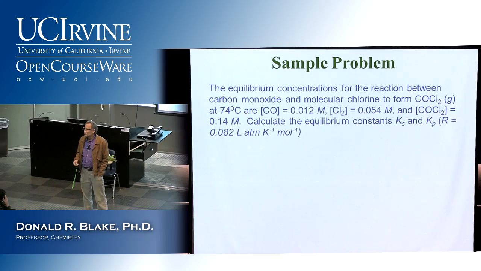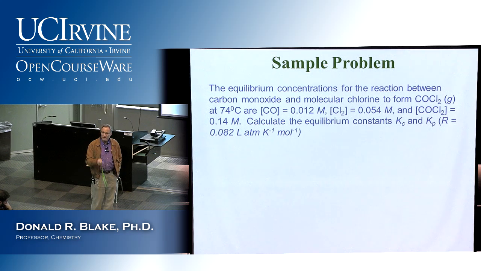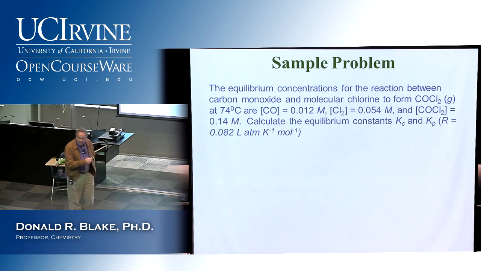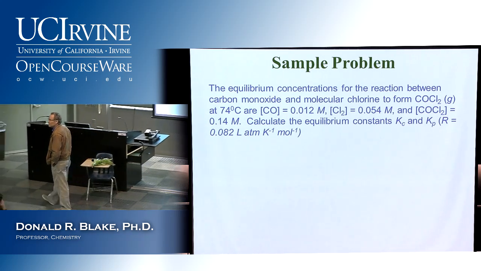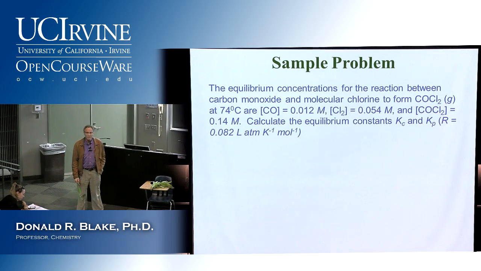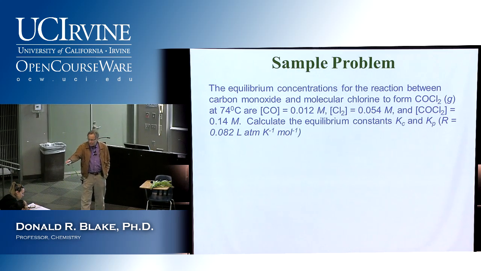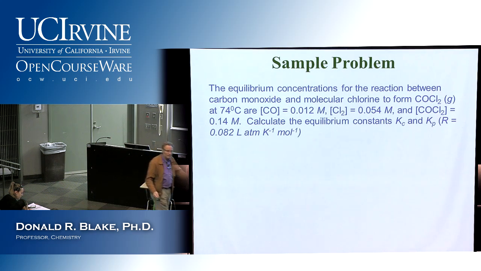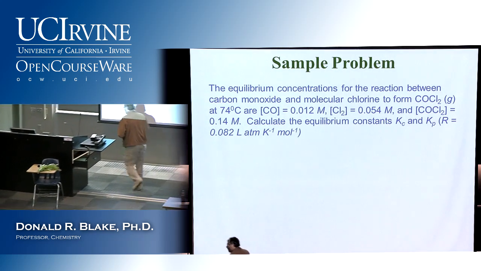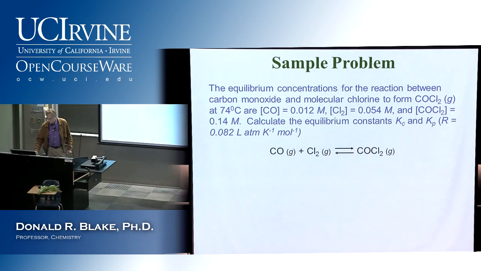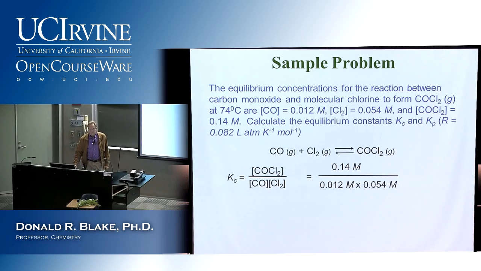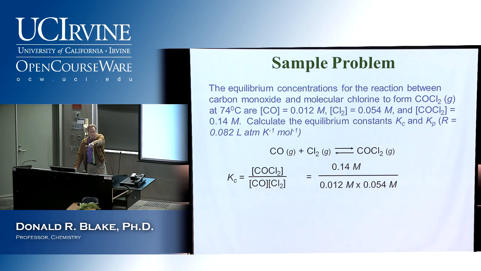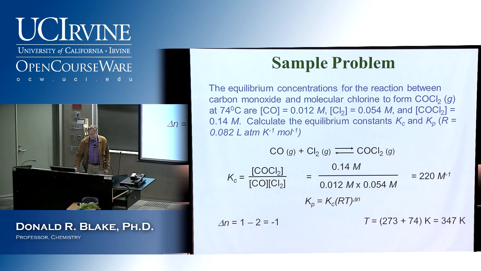Okay, now, who's got K sub P? So K sub P, you've got to take that K sub C and put it into that equation: K sub P is equal to K sub C times RT to the delta N. Who's got an answer for that one? What'd you get? 7.5, 7.6, something like that. Okay, I'll show you how it's done here. Maybe you just poked in the wrong number on your calculator, like a 0.54 instead of a 0.054. So that's about 220.